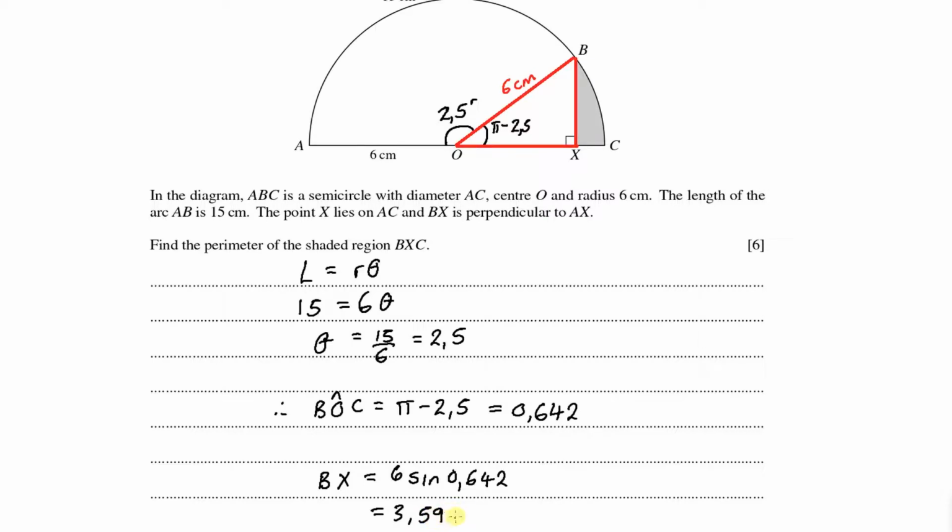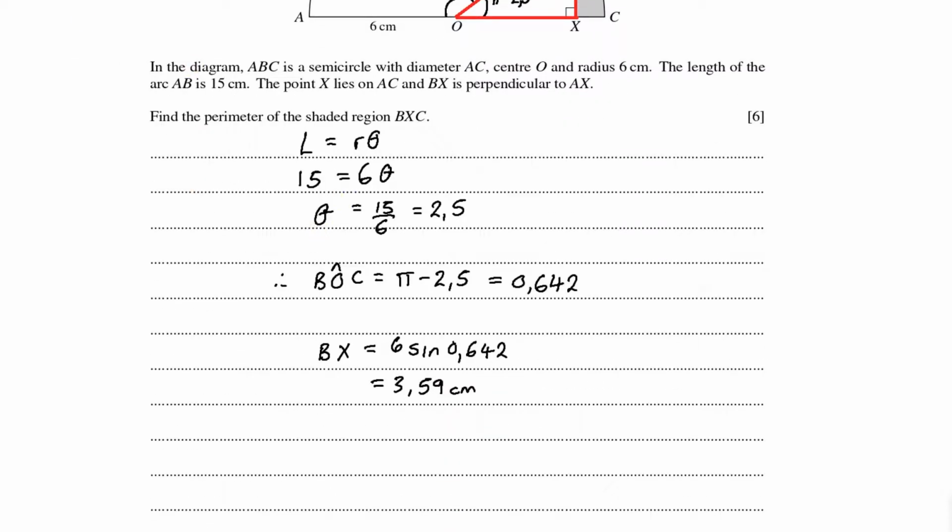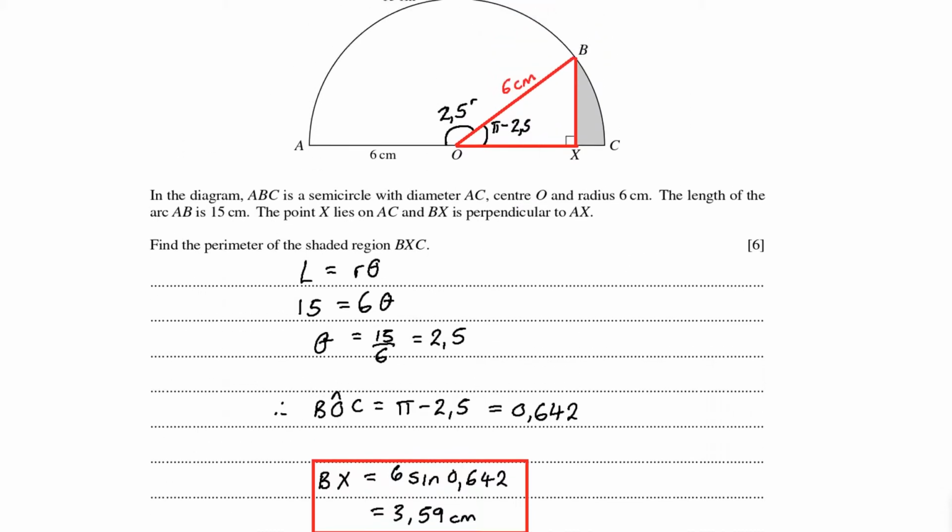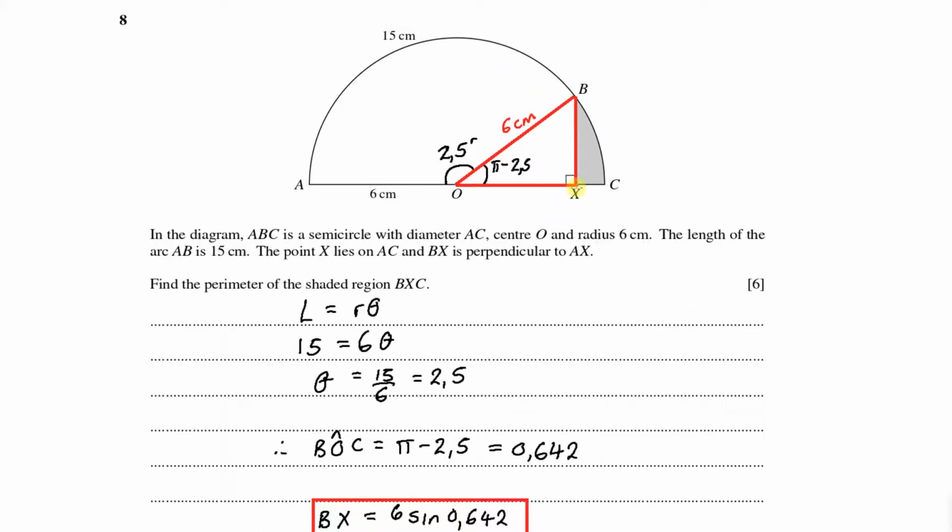That's in centimeters. So I'll highlight BX here. So now that we have BX, we may now need to know how to find the arc BC. To find the arc BC, we can use the formula for length of arc, which is r theta. R in this case is 6, and theta is BOC, which we got to be 0.642. So let's work out the length of the arc BC.